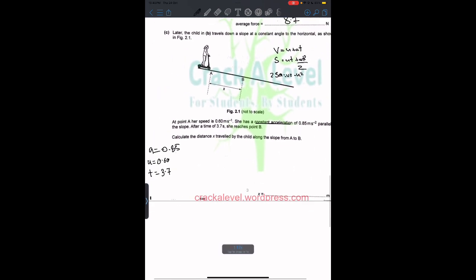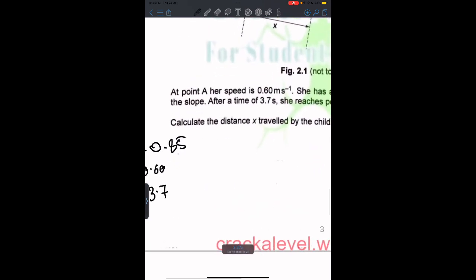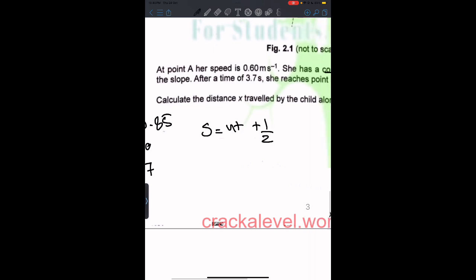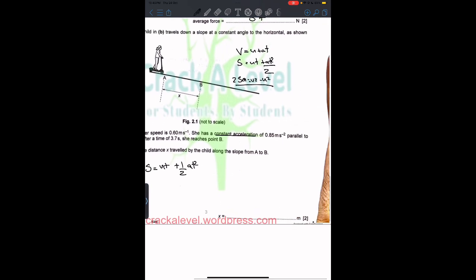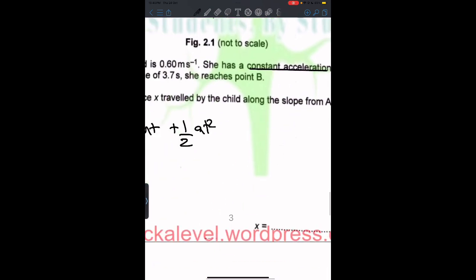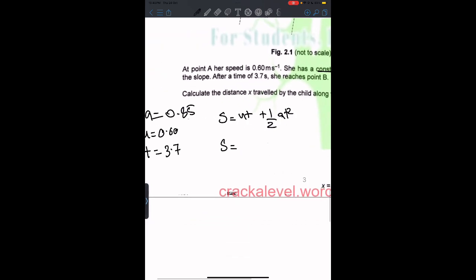Do we know our final velocity? No, we do not. We need to find s or x in this matter, the distance, and yes, we can find it. s is equal to ut plus half at squared. Some of you might ask, why didn't we use the other formula? Because we don't know the final velocity. If we knew that, we could easily use it, but there's no need to go through all that hassle.